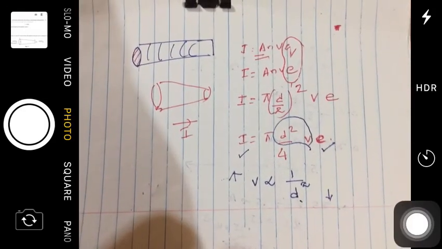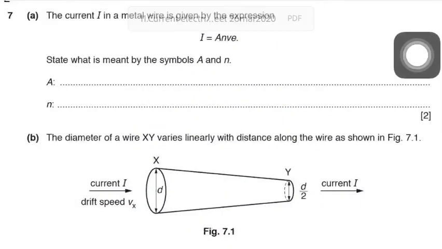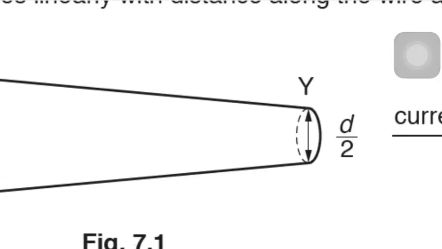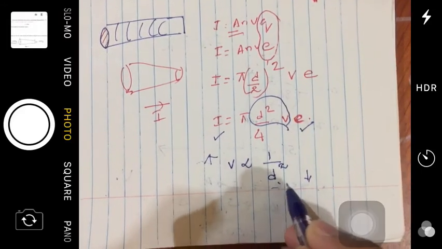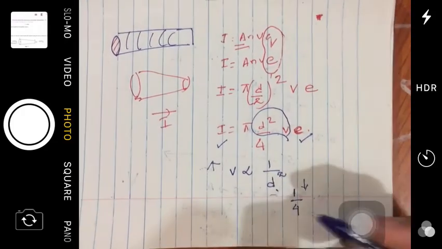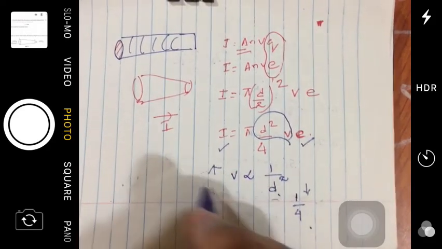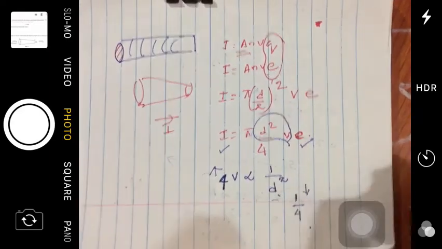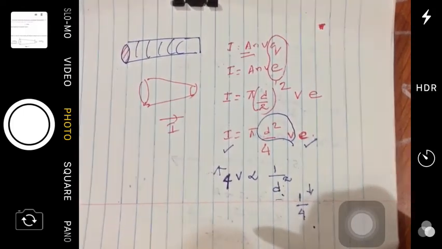So if you look at how the diameter changes, from x it's d, then in y it is d by 2. So the diameter is becoming half. Diameter becoming half means d squared is becoming 1/4, right? If d squared is becoming 1/4, then the drift speed would become 4 times.